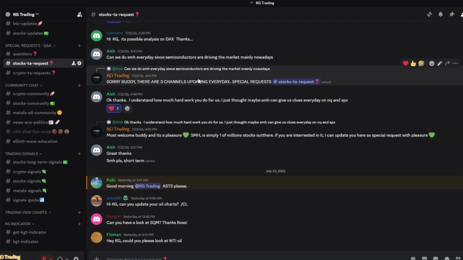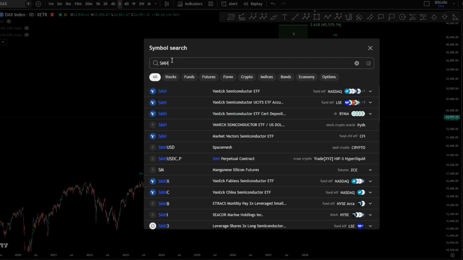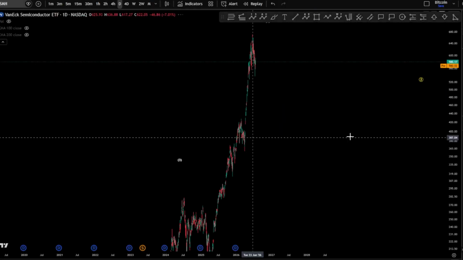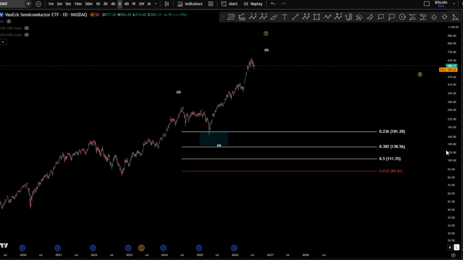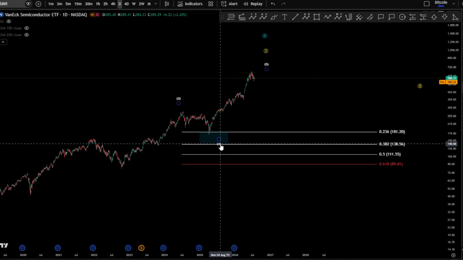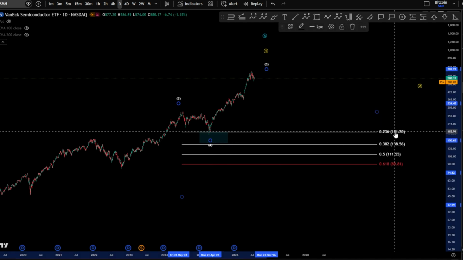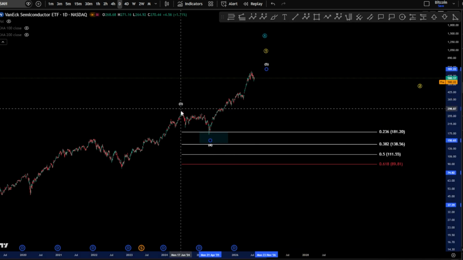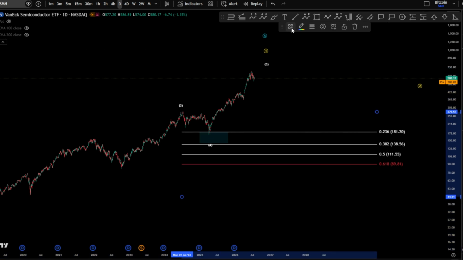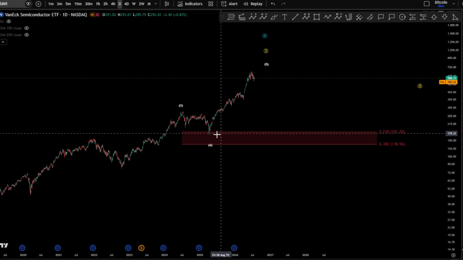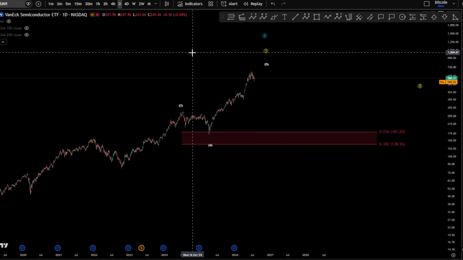We're gonna see the SMH. Of course, the SMH is semiconductors here. So SMH, VanEck. All right. So this one we saw also lately. We mentioned that, yeah, we are in a wave 4 here, and in wave 4 we start to see a reaction from there, which is, of course, a perfect target for wave 4 and pushing for a wave 5.